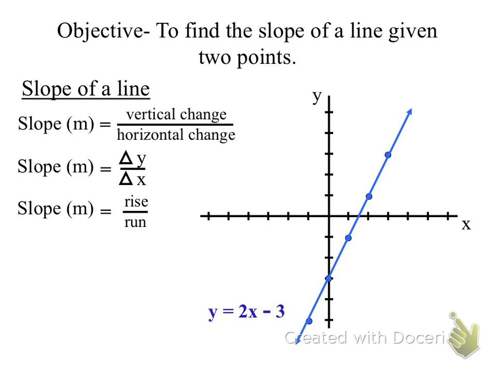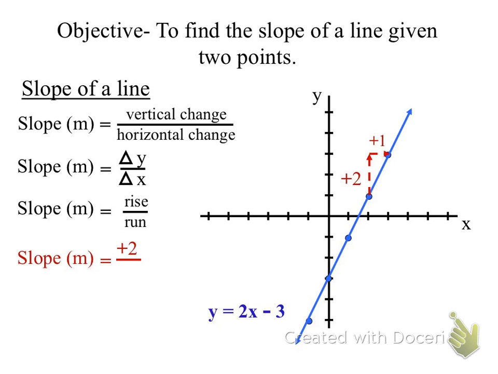So now how much am I going to rise to get from one point to the next? I'm going to rise 2. I go up 2 spaces to get to the next point, and I put that down as my rise. And how much am I going to run to the next point? 1 across. My run is the across movement. My rise is the up and down movement.